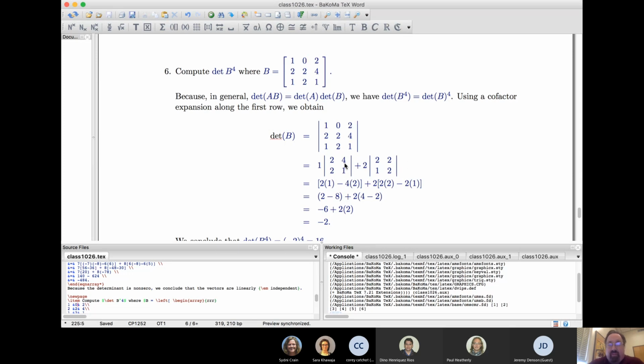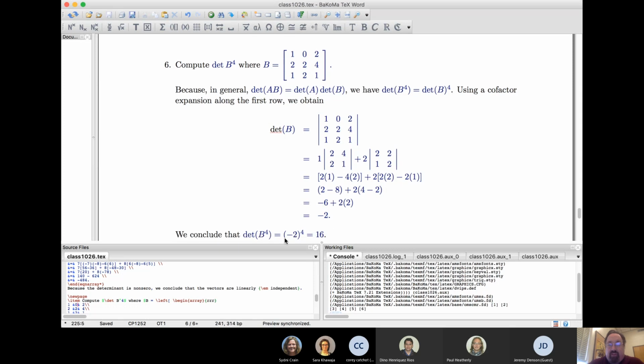So then we go through all the arithmetic to get down to the determinant of B, working out to be minus 2. So then you would just raise that to the fourth power, and then you have a determinant of B to the fourth, which is 16.